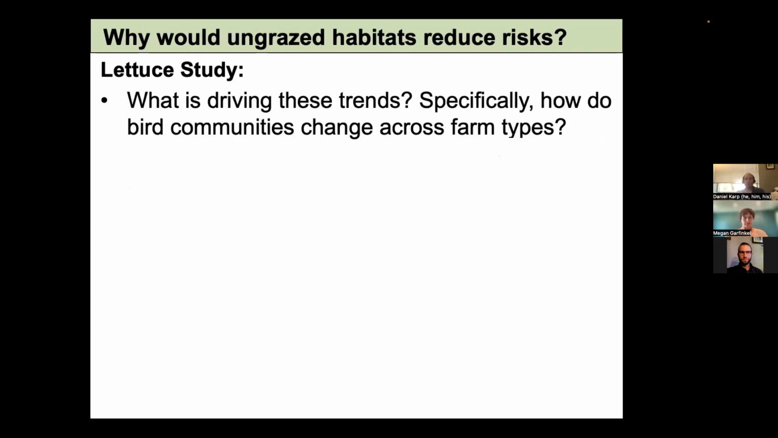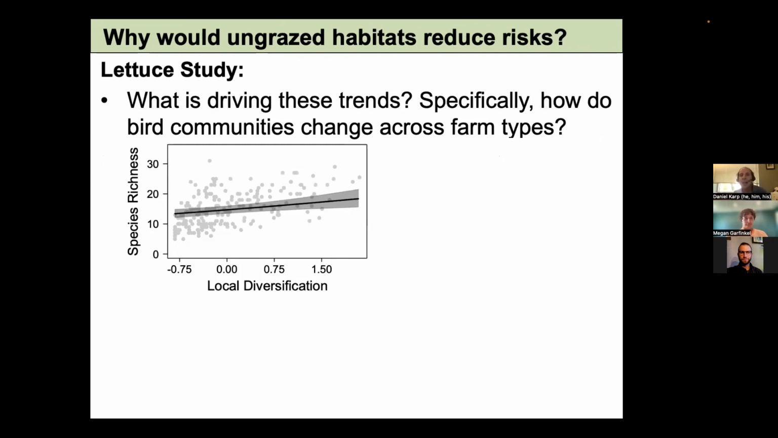So we might ask ourselves, what's driving these trends? Specifically, how are the bird communities changing across these different farm types? If we look at our bird surveys, one thing that we can look at is the local diversification and the number of birds we're seeing. We see that we get slightly more species if we have more diversity on the farm field, if you have those hedgerows and other things that Megan was talking about.